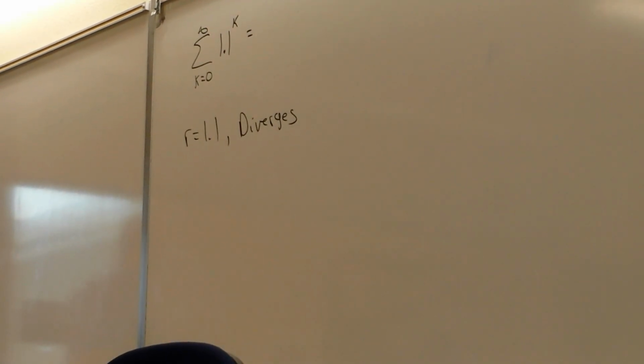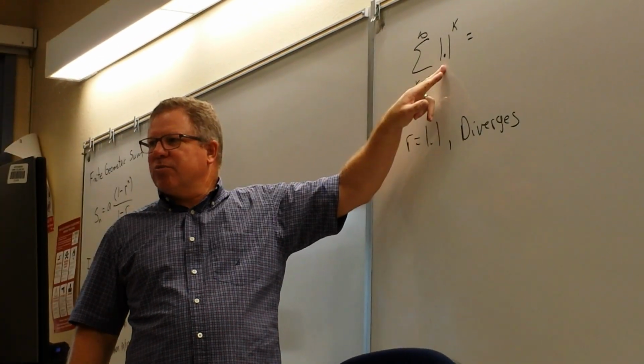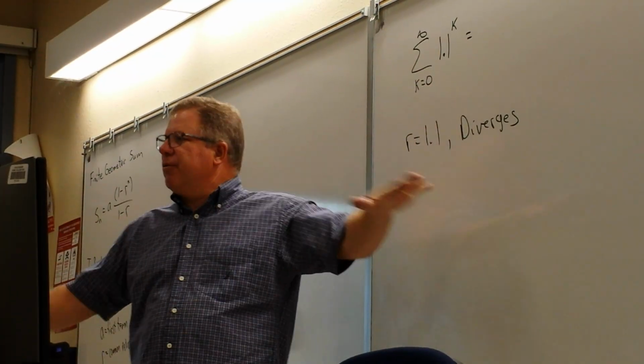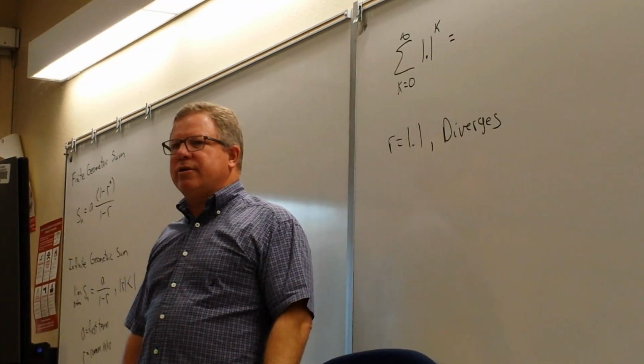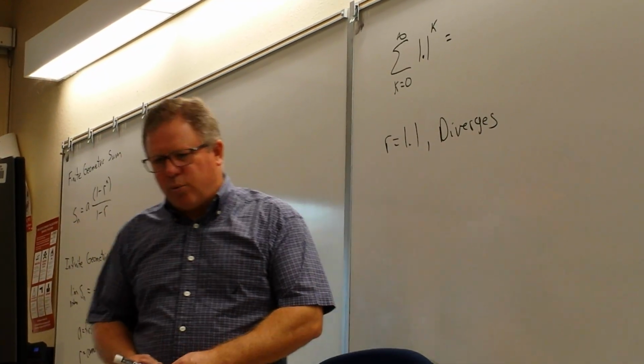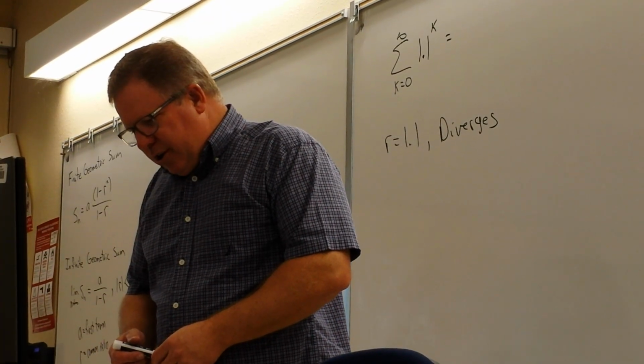Okay? So if the absolute value of R is not less than 1, it diverges and you're finished. You cannot calculate the sum. There isn't one. All right? There isn't one. All right, here comes another one.